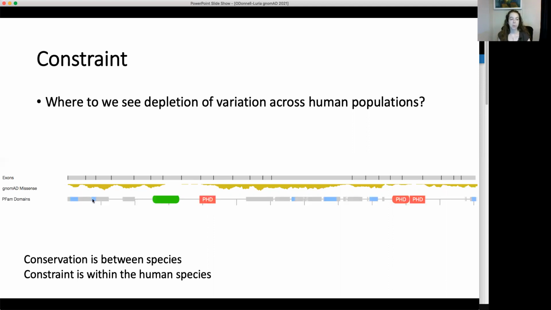So when we layer on what we know about the protein, we can see that there are actually some protein domains here. So a PHD domain, another domain that I don't know the name of from the schematic, and you can see that the amount of variation is depleted in these regions with these domains. So there's a tie between depletion for variation and seeing functionality if you do see variation there.